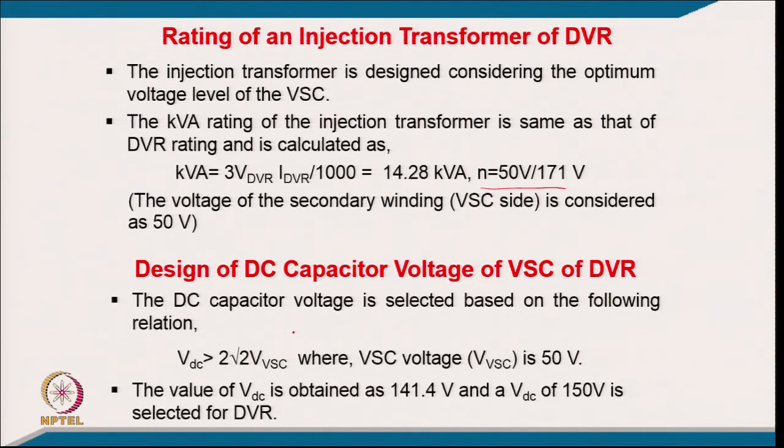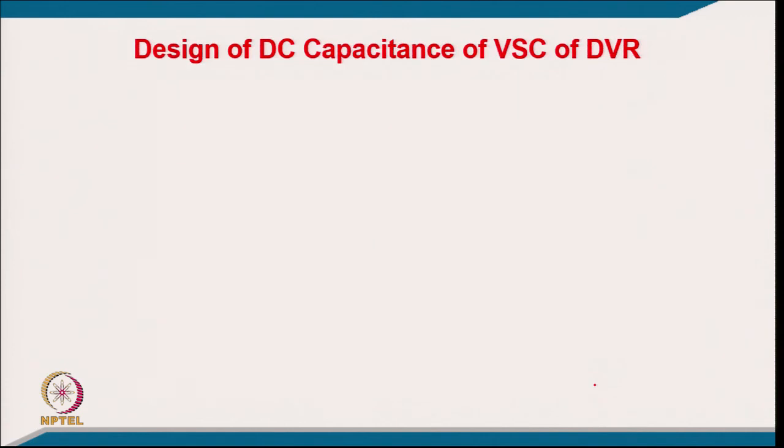So, the DC link capacitor voltage is selected based on the following relation, that VDC equal to root 2 into VSC, where VSC is typically the AC voltage, 50 volt, and the value of VDC will correspond to 141, and we can round this off to 150 volt of the DC link on the inverter side.